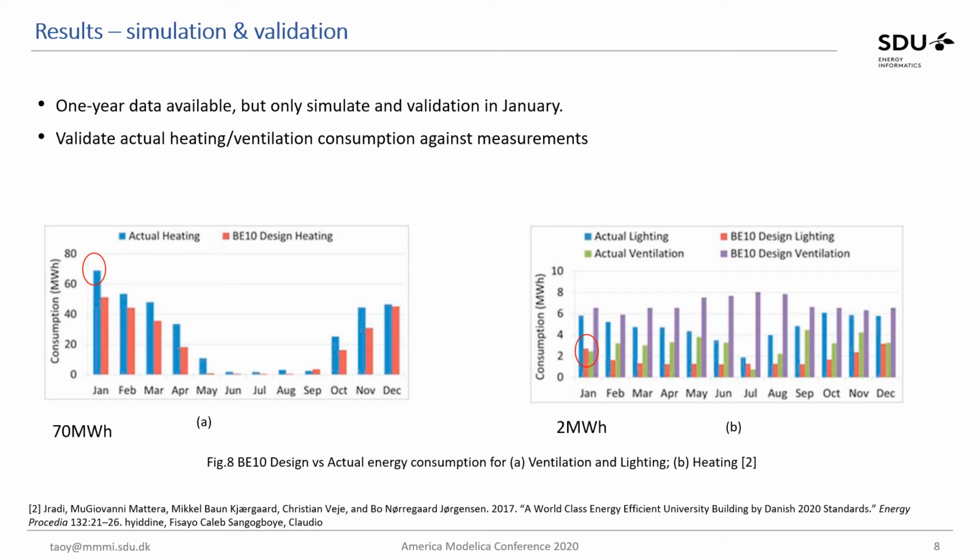So the only data we can validate between the simulation and the measurement is the heating and the ventilation consumption in January, and those two values are taken from the previous work, which is showed in these two figures. In January, it's basically the actual heating is around 70 megawatt hour, and the actual ventilation is around 2 megawatt hours. And we will compare these two values with the simulation.